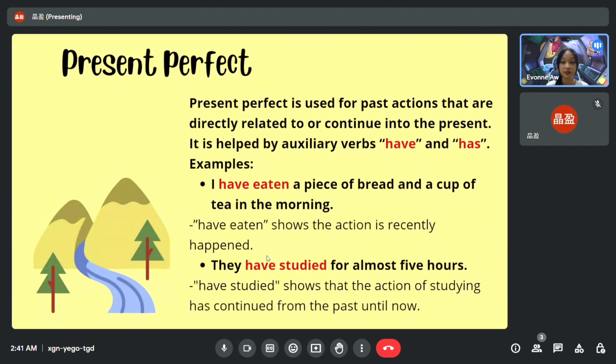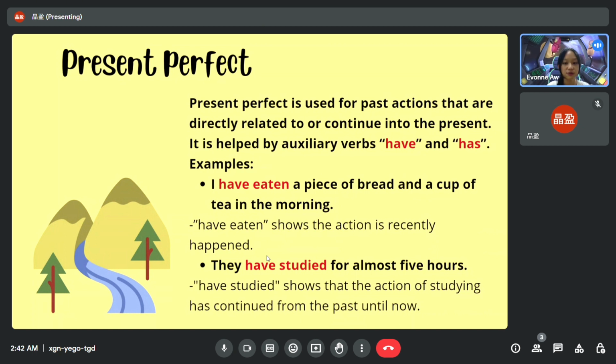The third one in present tense is present perfect. Present perfect is used for past actions. They are directly related to or continue into the present. It is helped by auxiliary verbs have and has.